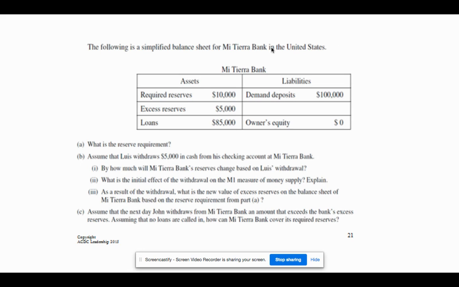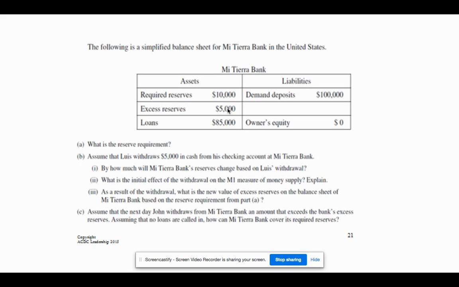So right here, first thing I'm going to do is look at the assets and liabilities. I see that our demand deposits, or checking account, is $100,000. There are $10,000 in our required reserves right now. $10,000 is 10% of $100,000. So I know that right now, the reserve requirement ratio on this bank is 10%.